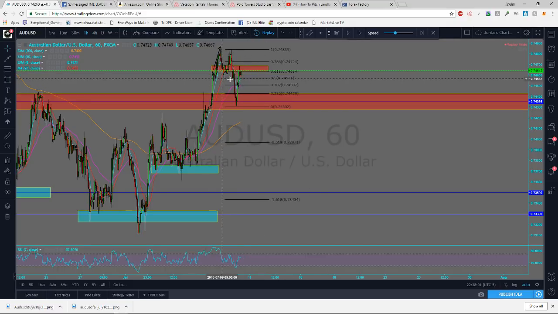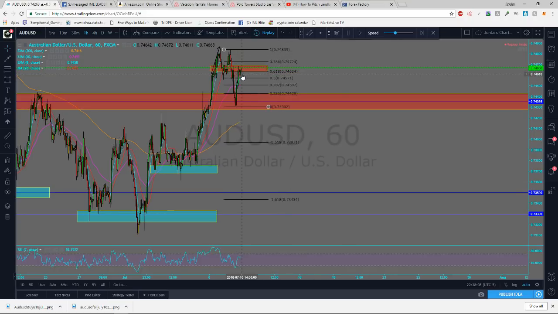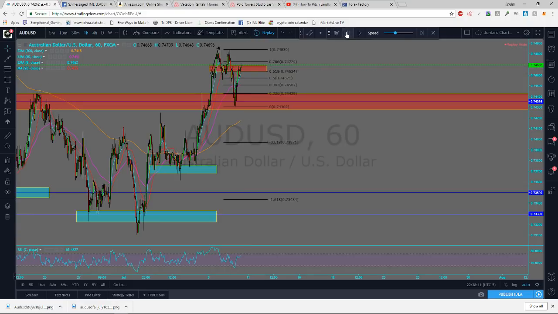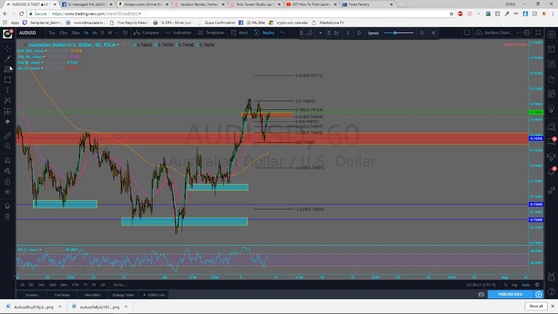And then we see this little rejection off of it, right? Now all of a sudden your trade is in a little bit of drawdown. So, did you calculate your risk? You could have done the standard, putting your stop loss above this relative high right here, giving yourself a 20 pip stop loss risk, right?